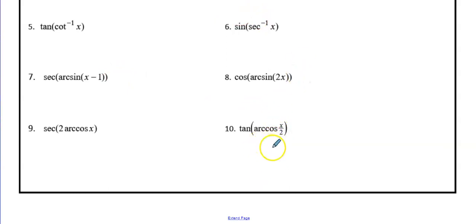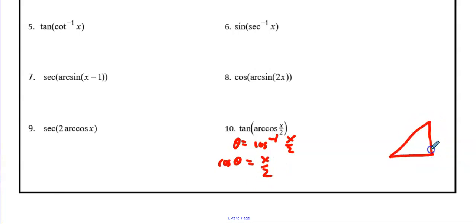So first thing we're going to notice here is that theta is going to be equal to the arc cosine of x over 2. So cosine of theta is going to be equal to x over 2. So if we draw our triangle, like we do here, we're going to have theta here. So remember that cosine is the adjacent side over the hypotenuse. Okay, so this is one where we actually have a number right there. So cosine is going to be the adjacent side over the hypotenuse. So I need to find this side right here.